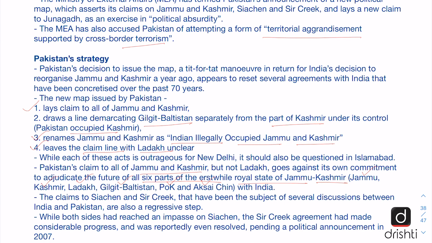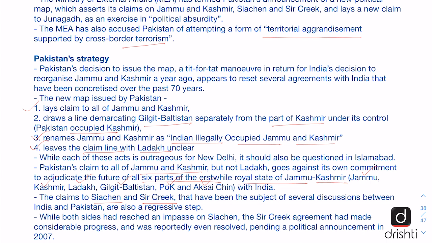Also, the editorial says that the claims of Pakistan over Siachen and Sir Creek have been the subject of several discussions between the two countries, and now Pakistan unilaterally claiming both these areas as part of its own territory is going to make the resolution of these disputes more and more difficult.